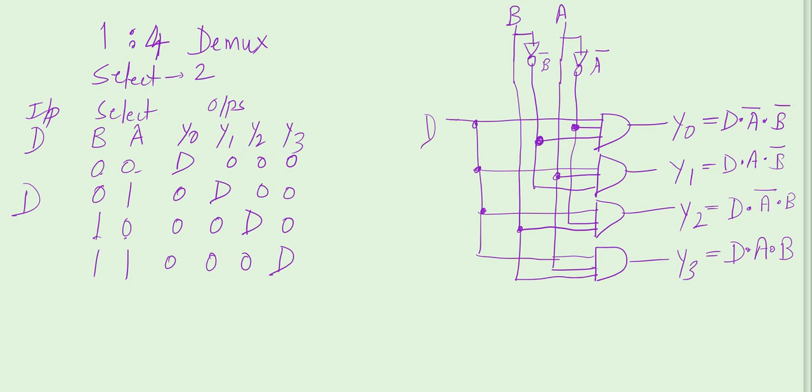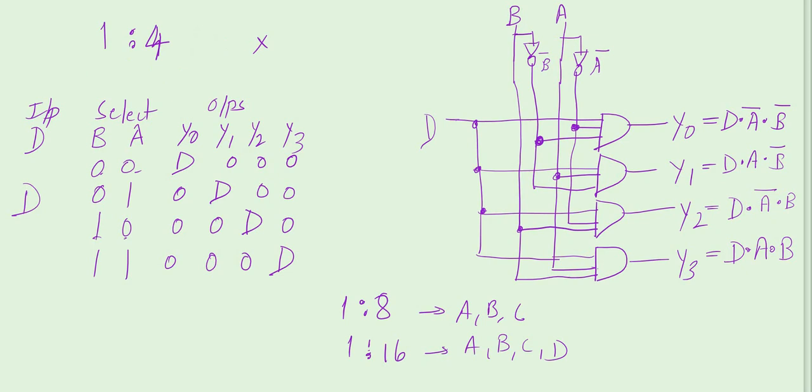On the same lines it can be extended for 1 to 8 line demultiplexer. For that there will be A, B and C, 3 select lines. 1 to 16 demultiplexer will have A, B, C and D, 4 select lines. This demultiplexer circuit also acts as decoder if the input signal is absent.